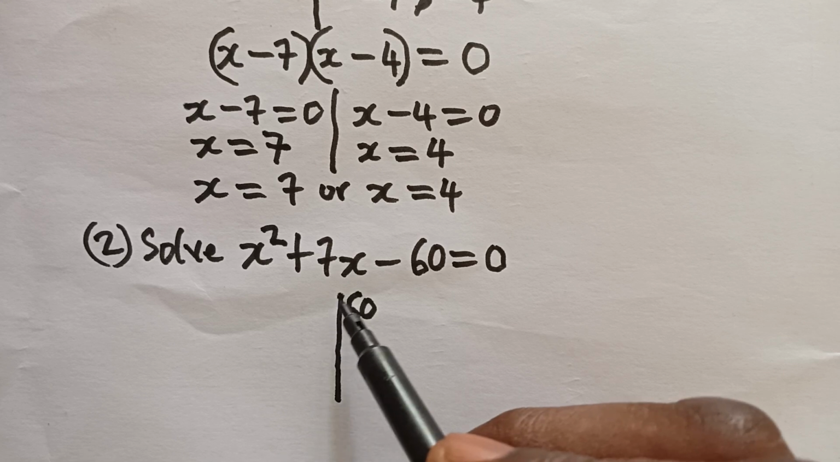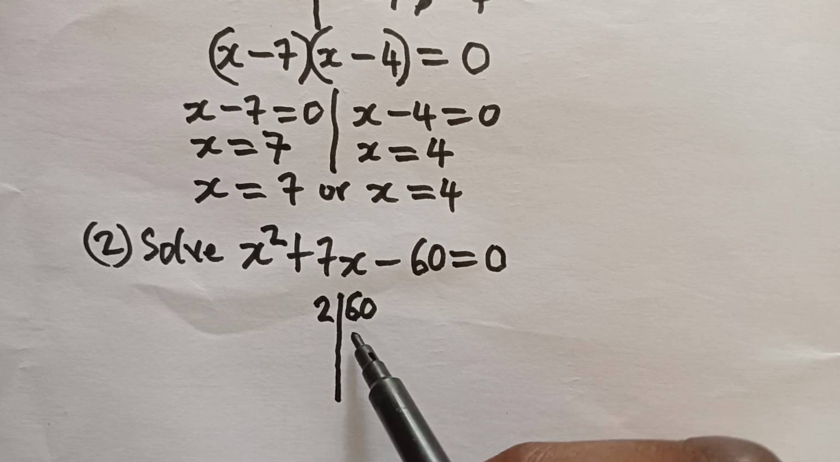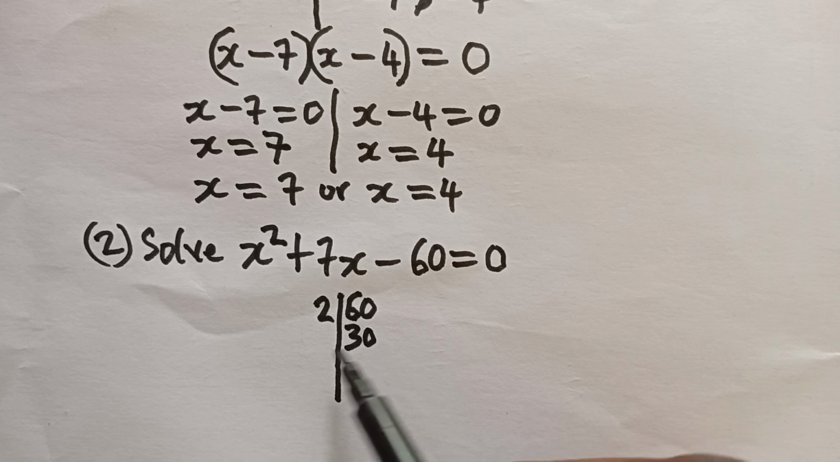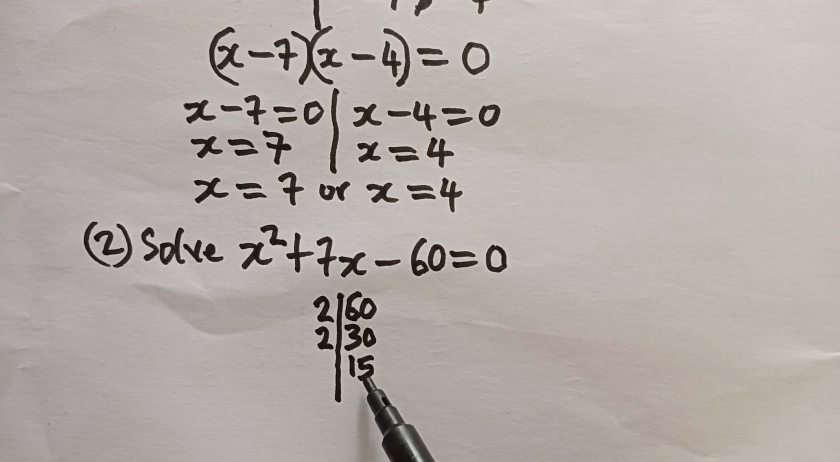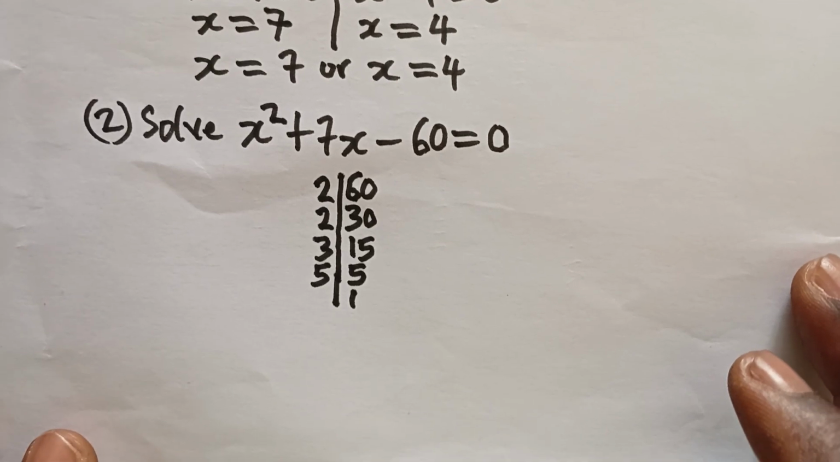60 can divide by 2 as the smallest number it can divide first. So I put my 2 here. 60 divided by 2 will give me 30. 30 can also divide by 2. 30 divided by 2 will give us 15. Then 15 cannot divide by 2, but the smallest number that I can divide there is 3. So 15 divided by 3 will give you 5. And then finally, 5 can only divide by 5 to get 1. So that is how to get the factors.